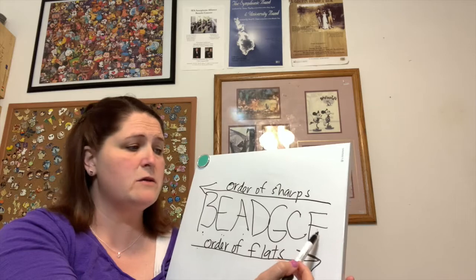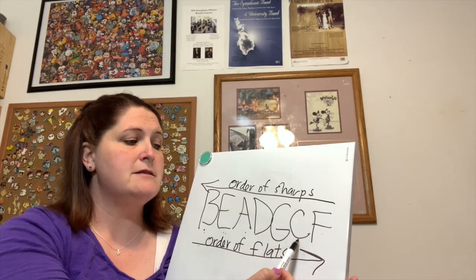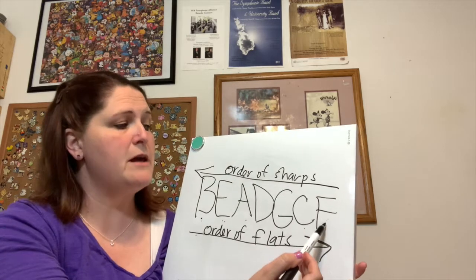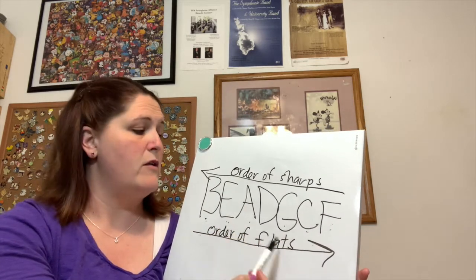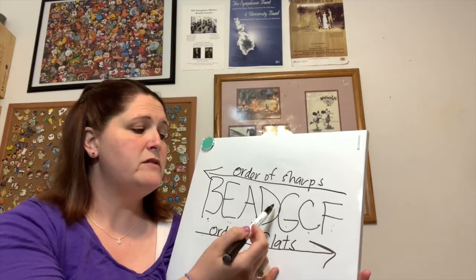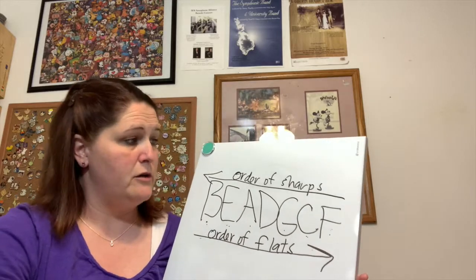If you have one sharp, it's going to be F sharp. If you have two sharps, it's going to be F sharp and C sharp. Three sharps, it will be F sharp, C sharp, and G sharp, and so forth. You're not going to have an A sharp unless you have a D sharp, a G sharp, a C sharp, and an F sharp before that in your key signature, okay?